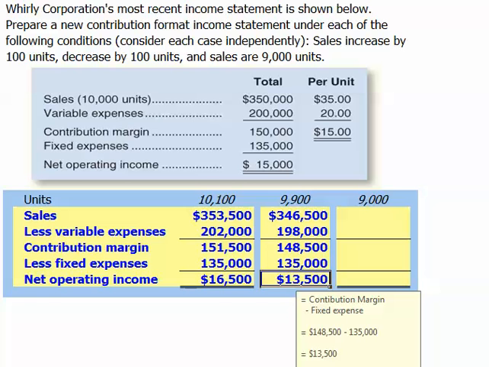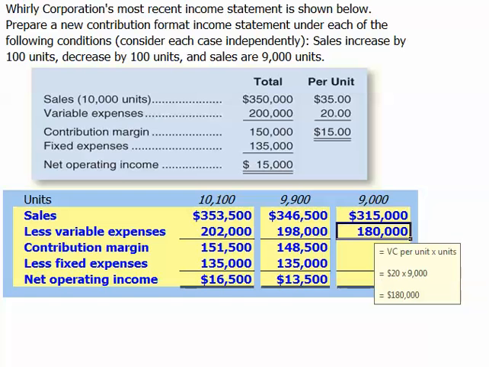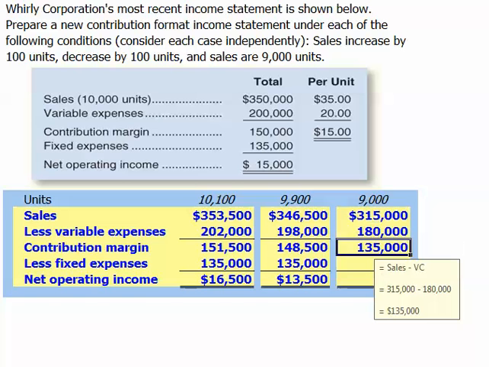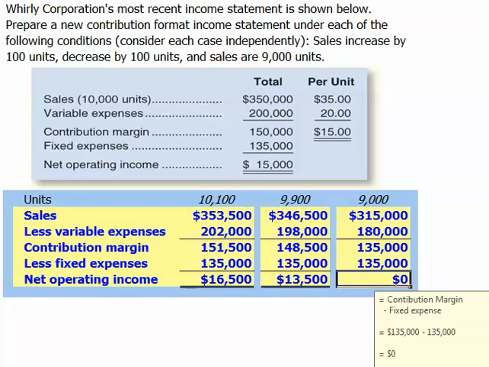At 9,000 units, our sales revenue will be $315,000. That's $35 per unit times 9,000 units. Our variable cost per unit of $20 multiplied by 9,000 units gives us a total variable expense of $180,000. Once we subtract our variable cost from sales, we have a contribution margin of $135,000, which is just enough to cover our fixed cost. So we see 9,000 units is our break-even level of sales.